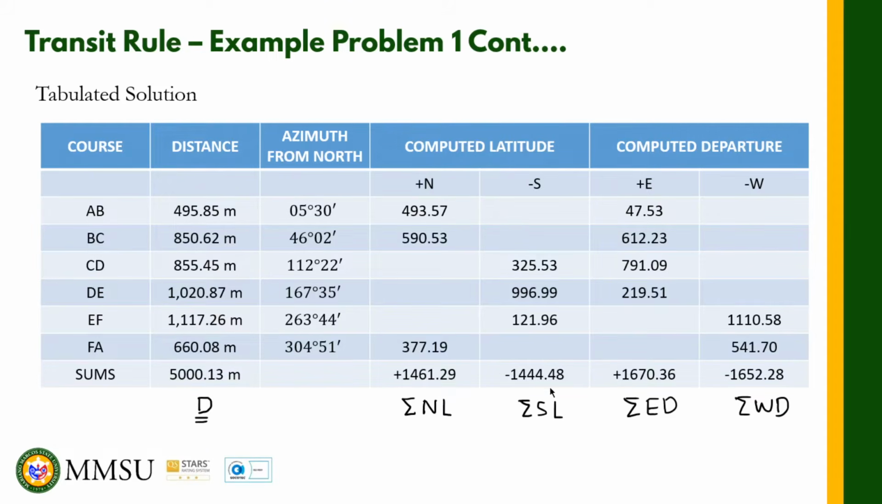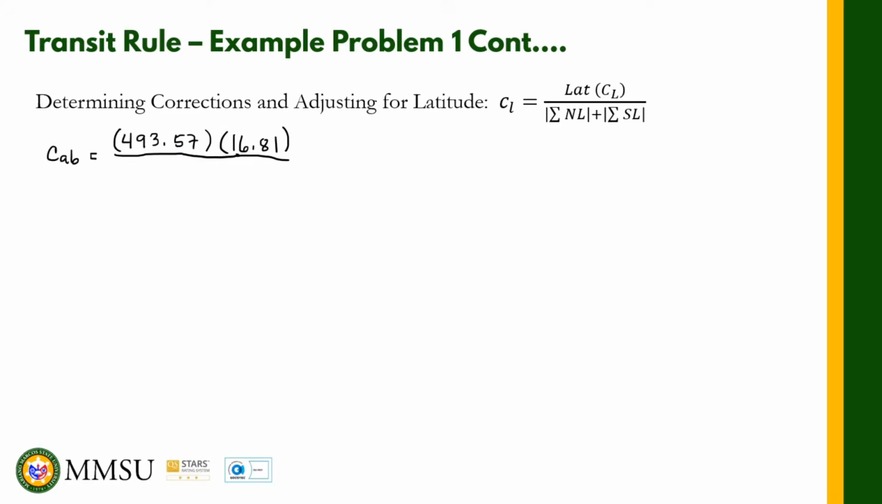1461.29 plus 1444.48. Okay, so this is the summation of their absolute values. This is 1461.29 plus 1444.48. Okay, so that's the correction for AB. So the correction for AB is equal to 2.86 meters.